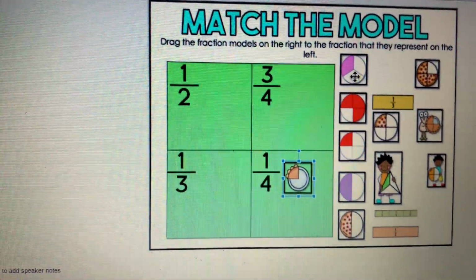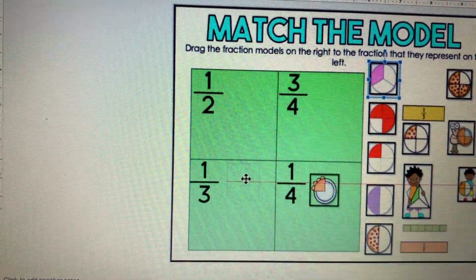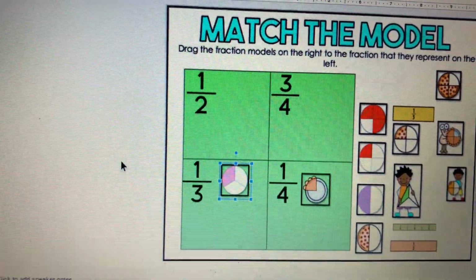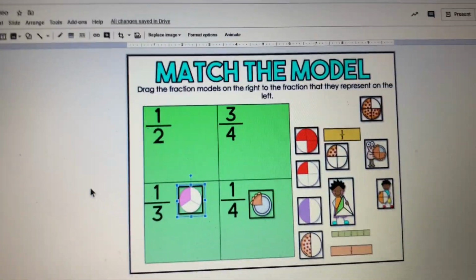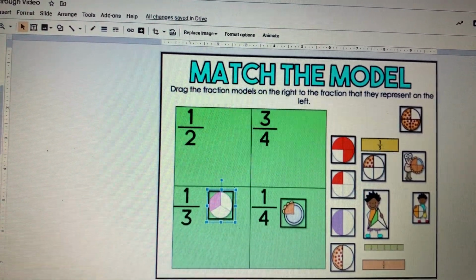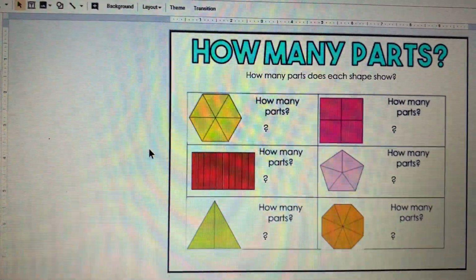So for example, this one has one piece shaded out of 1, 2, 3. This one would go here, and so on. If you need any help with that, let me know, and I can walk you through on Google Message. So also, moving on, this one is basically saying how many parts total.